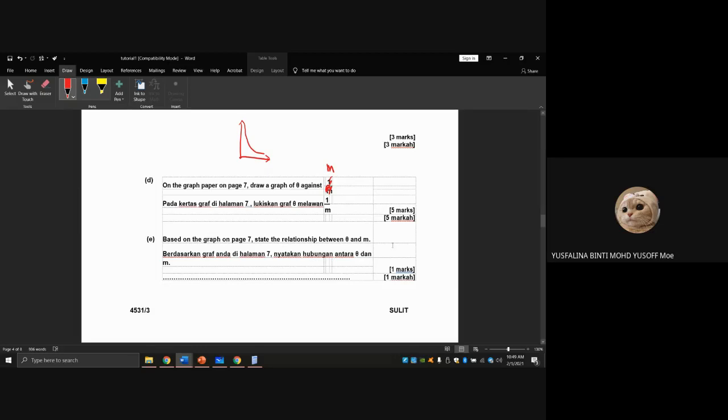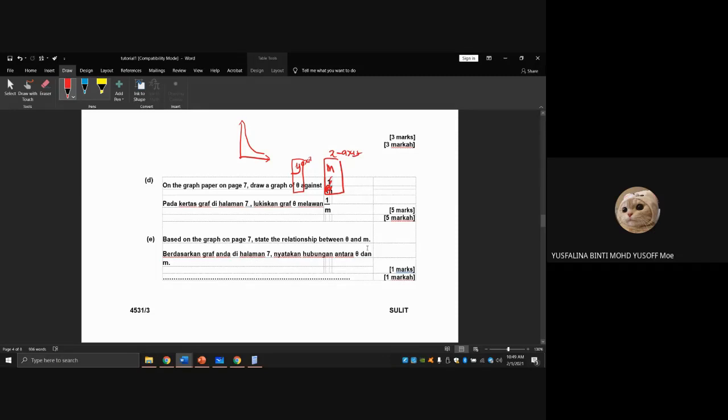How do we know what the axis represents? On the graph paper on page 7, draw a graph of theta against m. So theta here is y, and then here should be the x-axis. Okay, good question.